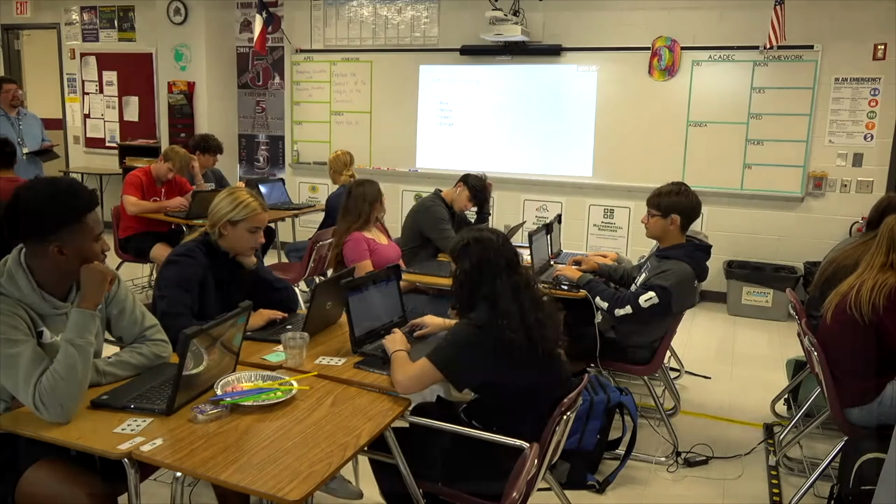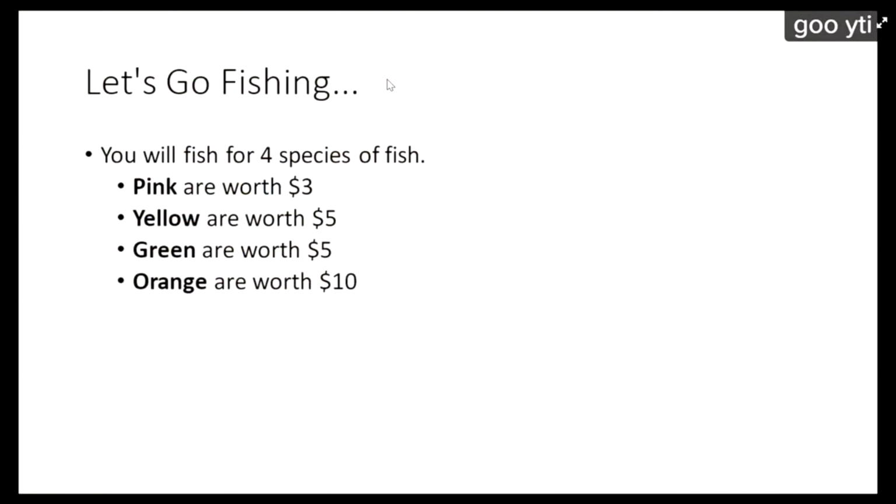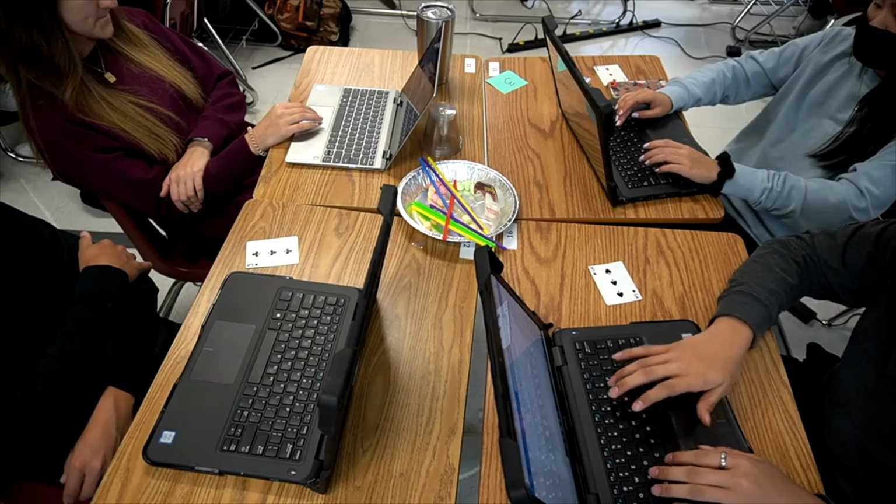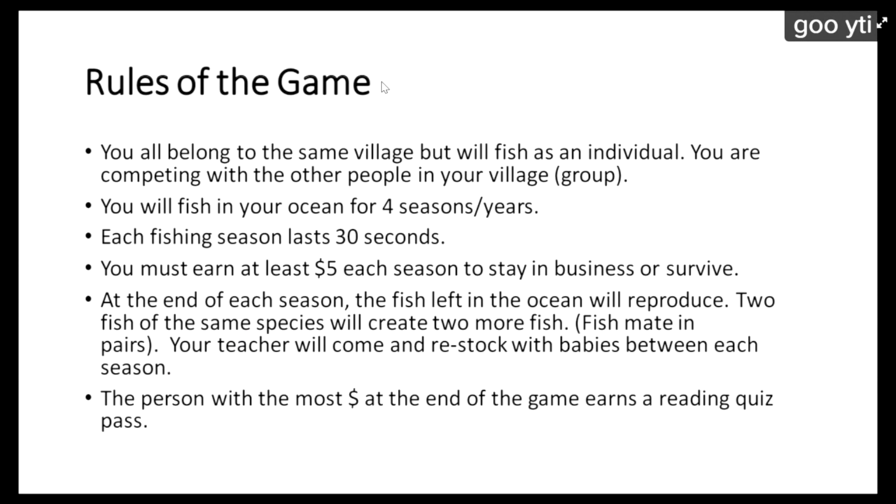So we're going to go fishing today. In the center of your desk is a pie plate. The pie plate represents the ocean. There are straws on the center of your desk as well. There are cups. There is tape. So let's go ahead and set up our scenario here. You all belong to the same village, but you're fishing individually. You will have 4 fishing seasons.